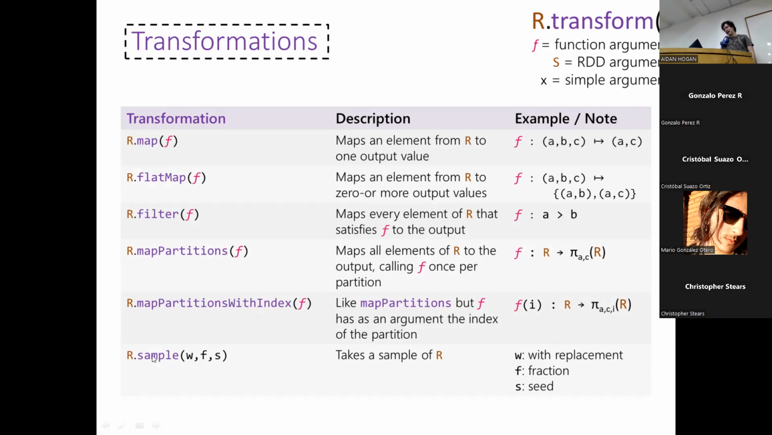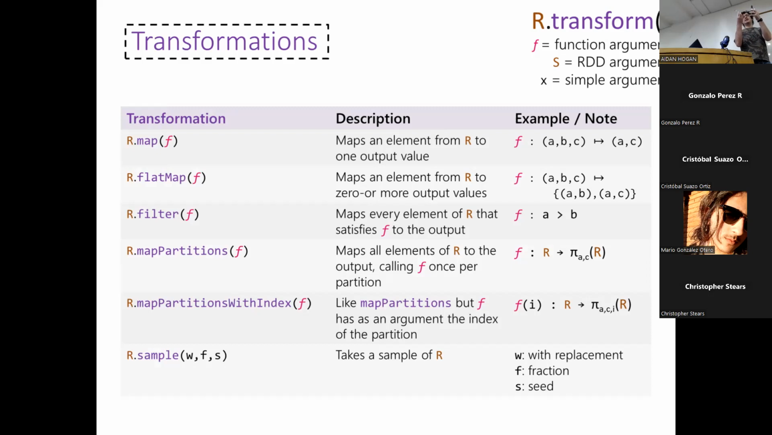Sample. We can take a sample from the RDD, which has 3 arguments: with replacement, fraction, and seed. With replacement, do you know what sampling with and without replacement means? No. So if I take a sample of something, let's say I have 3 different objects.